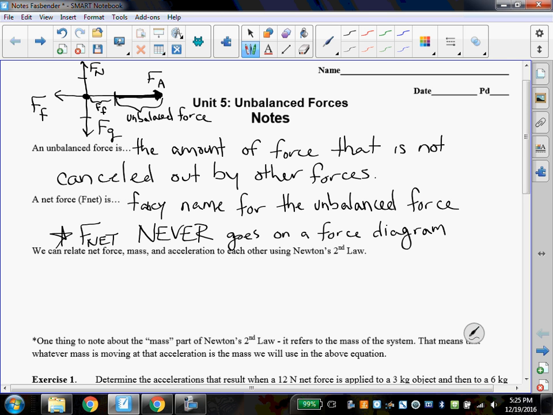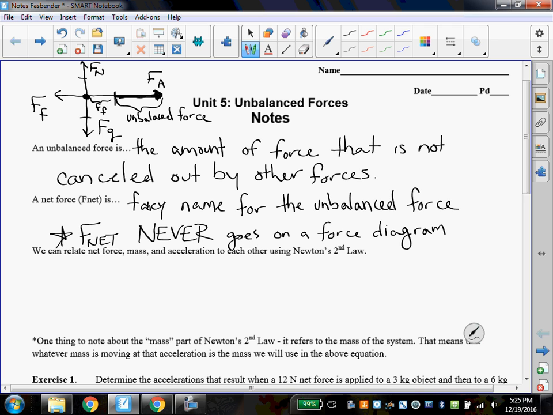It doesn't get to have its own little vector on there, and that's a big mistake that a lot of new physics students will make, is they'll try to put all the different names of the forces onto their force diagram, and then they add on another arrow to represent their net force, and that's not going to happen. Okay, so never, ever, ever include the net force on a force diagram.